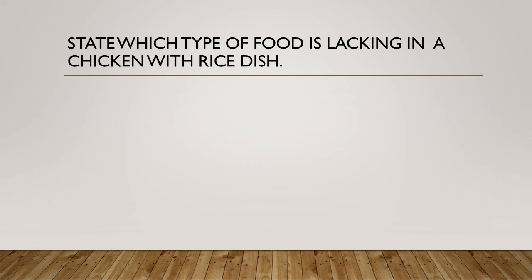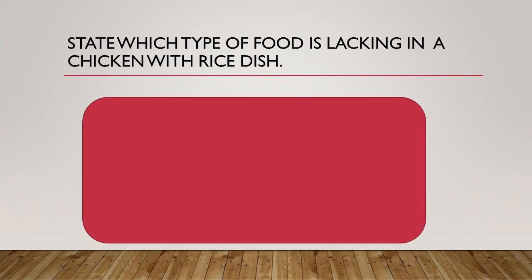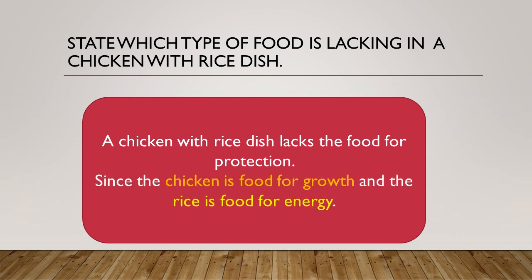Now, I want you to state which type of food is lacking in a chicken with rice dish. So we have a chicken with rice dish. Which type of food is lacking in a chicken with rice dish? Think, then answer. Excellent! So a chicken with rice dish lacks the food for protection. Why? Because the chicken is food for growth and the rice is food for energy. So what's lacking? The food for protection.